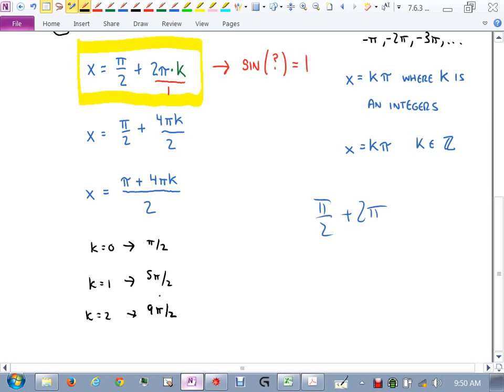We could also let k be negative numbers and do the same thing. Let's do one negative one. If k was negative 1, then you would have what? Pi, then take away 4 pi, so negative 3 pi over 2.